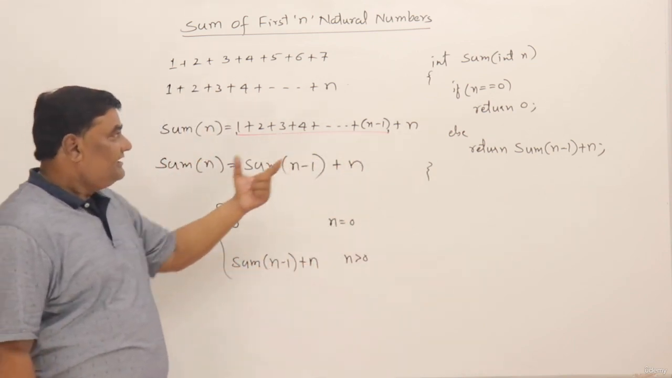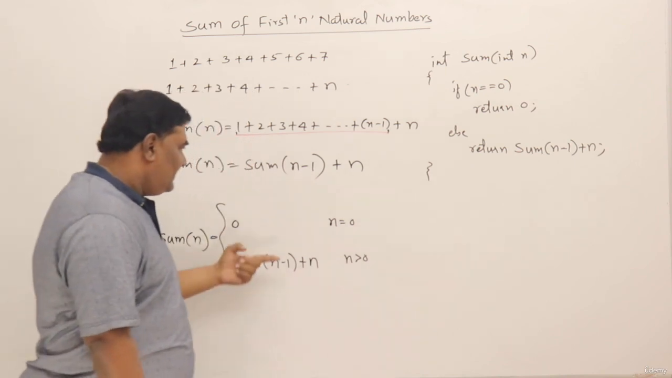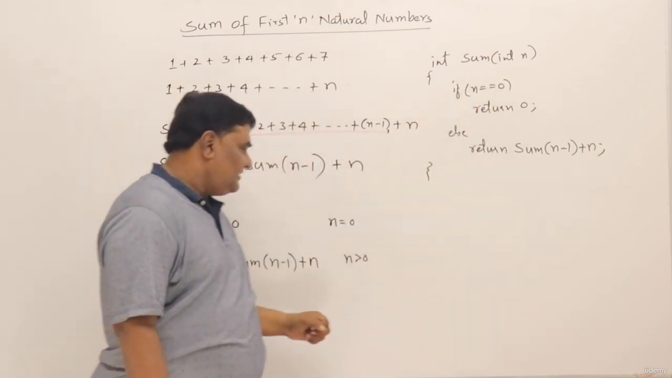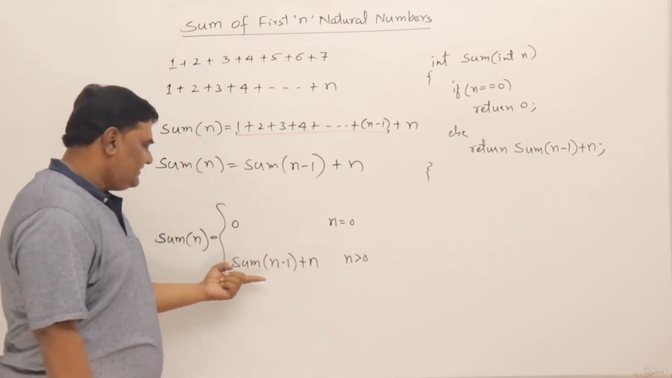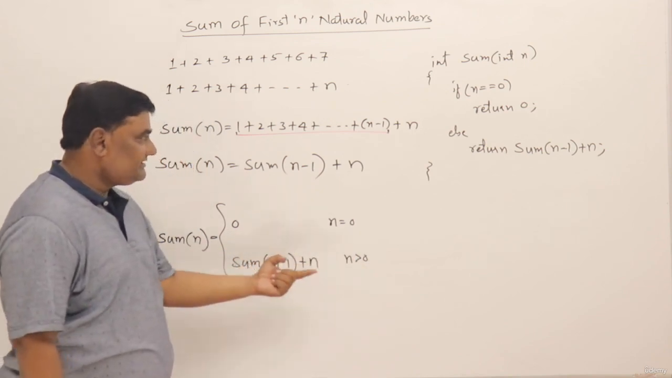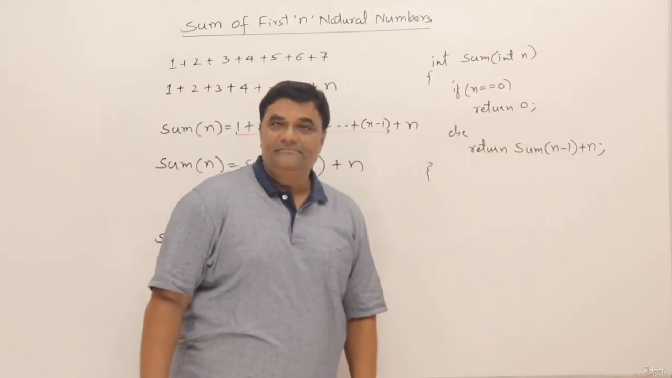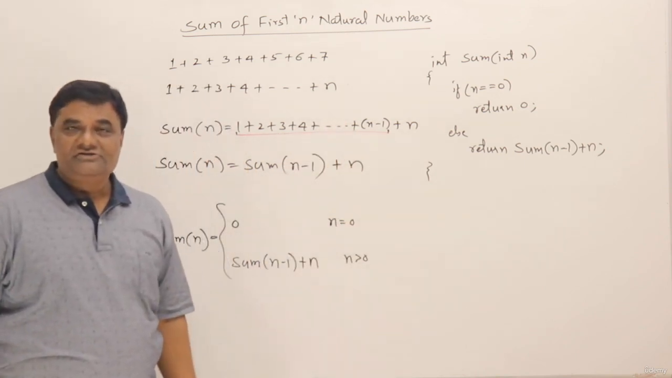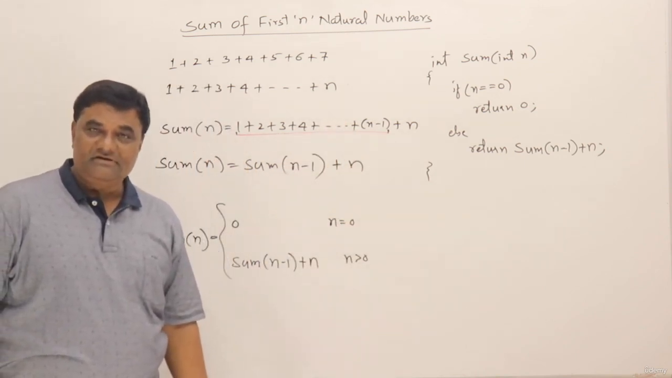See, sum of n, and if n is equal to 0, return 0. Otherwise, if n is greater than 0, then return sum of n minus 1 plus n. So that's it. That is a recursive function for finding the sum of first n natural numbers.